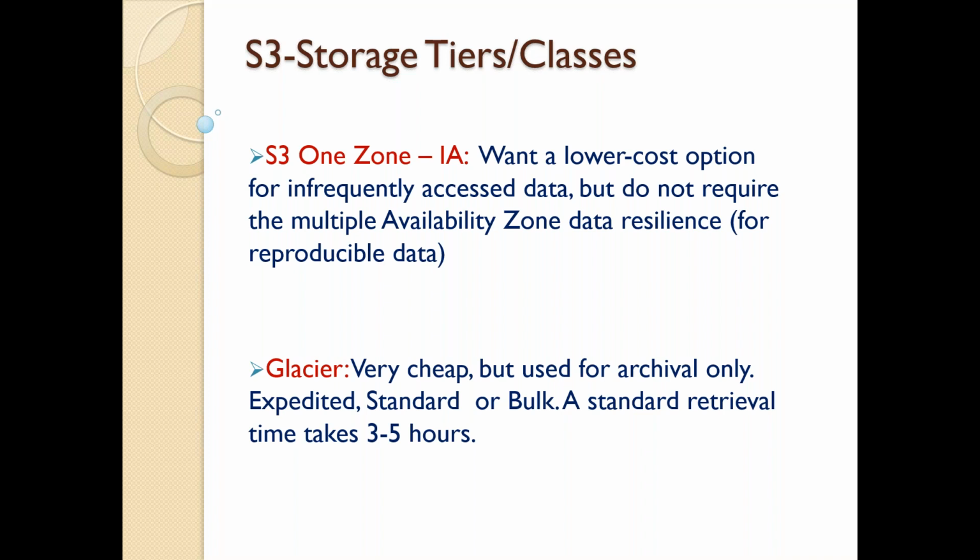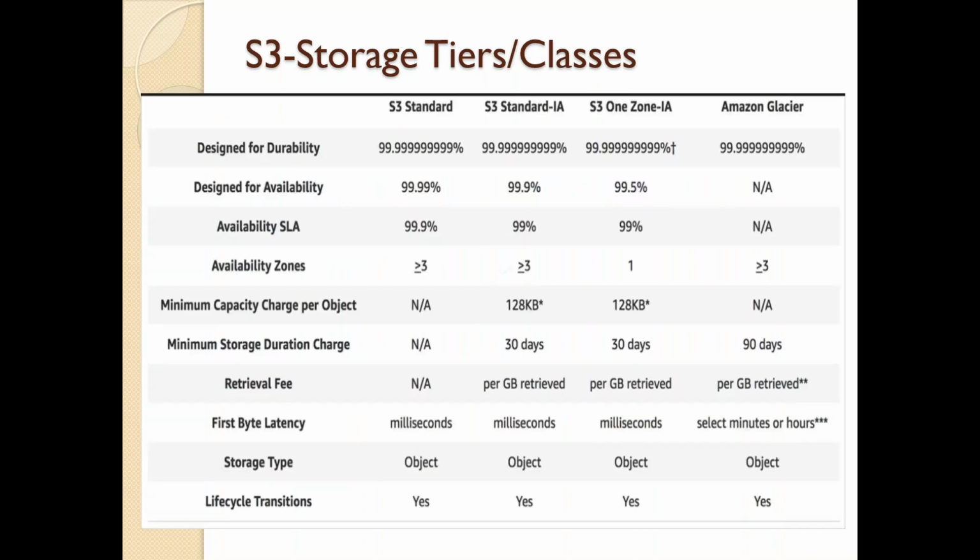Then you have Glacier, which is very, very cheap and is used only for archiving. You have three types of retrieval: standard, expedited, and bulk. A standard retrieval will take 3 to 5 hours. Expedited will take 1 to 2 hours, but you need to pay some retrieval charges for that. Bulk retrieval will take more hours, like 12 hours or so. So these are some of the things you need to understand to compare the different storage tiers or classes for S3.